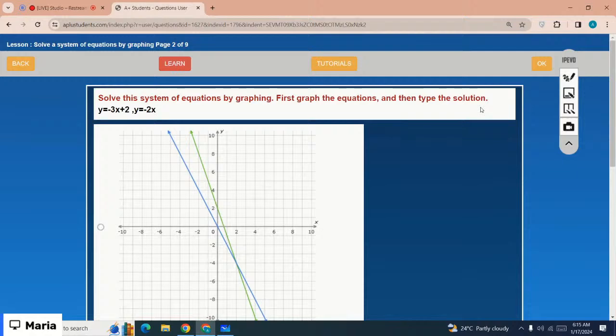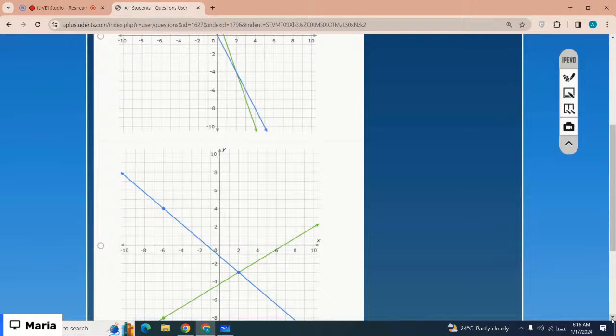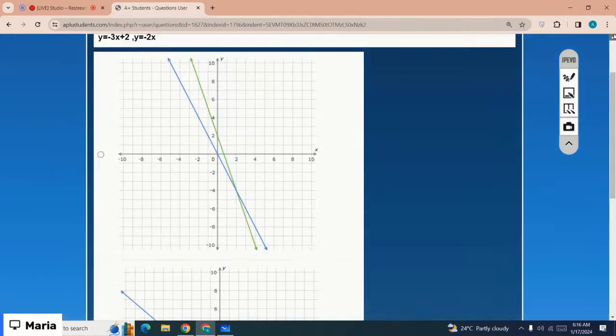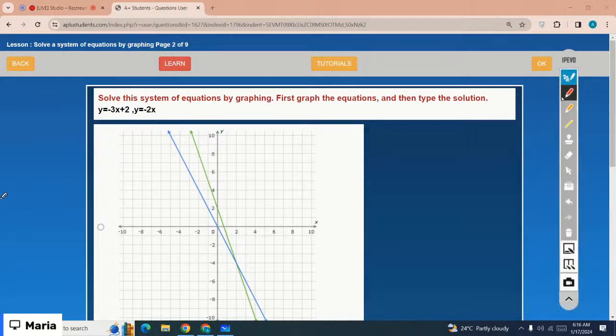Okay, solve the system of equations by graphing. Let's see the slope you are given for both equations. For the first equation, the slope is -3, right? And the y-intercept is x is 0, y is 2. For the second equation, you have slope is -2 and the y-intercept is 0, 0.